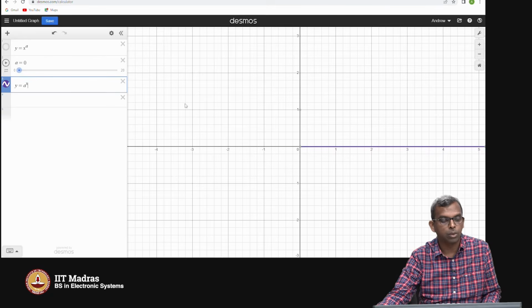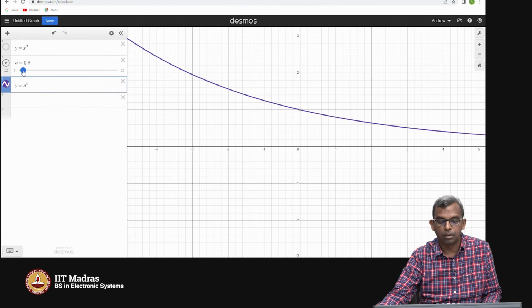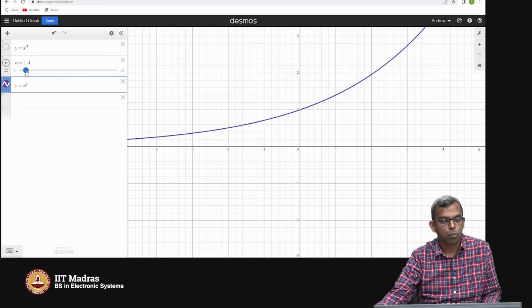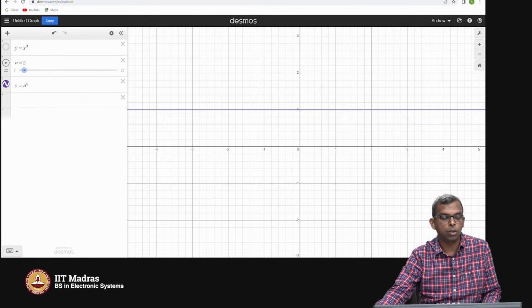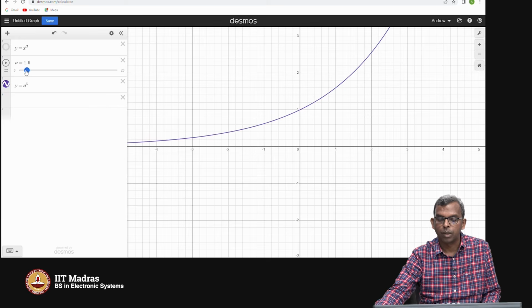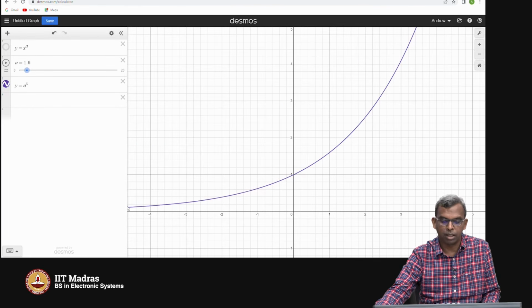Okay, so there you go, y equals a power x, and a equals 1 is a good place to start. If a is 1, you simply get y equals 1, right? Is that okay? So if a is 1, you get y equals 1, and then as you increase a, notice what happens here. So you get this kind of a curve. So this is a very typical exponential curve.